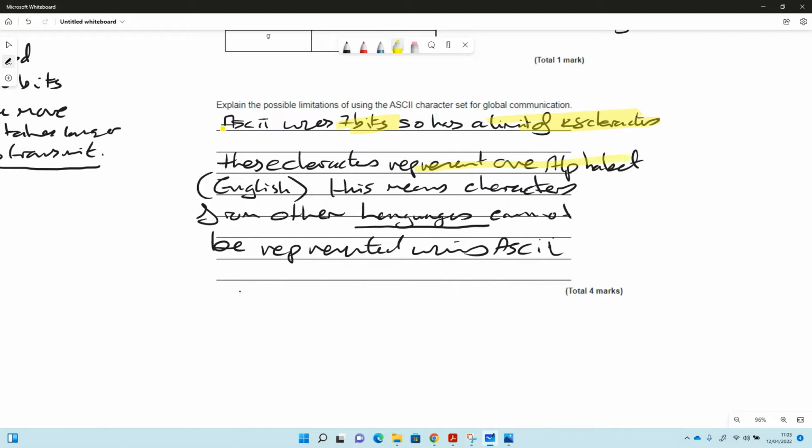This allows us to represent 1 alphabet, and we've said English, that's fine. We're going to get another point for that. So characters from other languages cannot be represented. It's going to give us another point there. So we've got 1, 2, 3, 4 points that we've got there. So the 7 bits and the fact of the limit of characters gives us the 2, and then the idea of representing 1 alphabet and not being able to represent other languages gives us the other points.